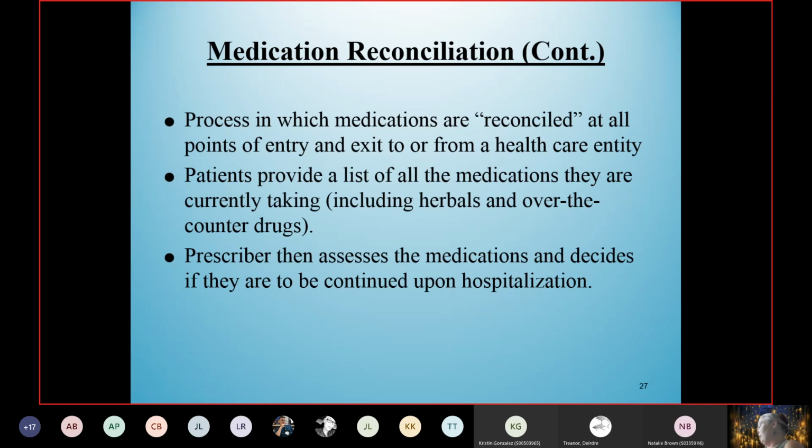So the process in which you reconcile, you're reconciling at all points, okay? All points of entry, all points of exit. So the patient needs to give you a list of medications, including all the over-the-counters. And then the prescriber will look at that list and say what they're going to use in the hospital and what they're not. A lot of time, the supplements and herbals and multivitamins, they won't, depending on the condition, just because those aren't super important. Unless you're talking about, say, an alcoholic.